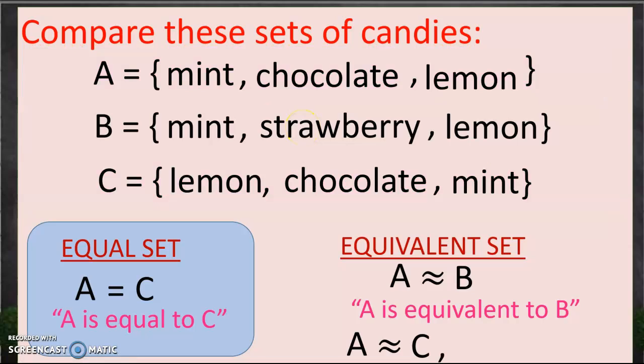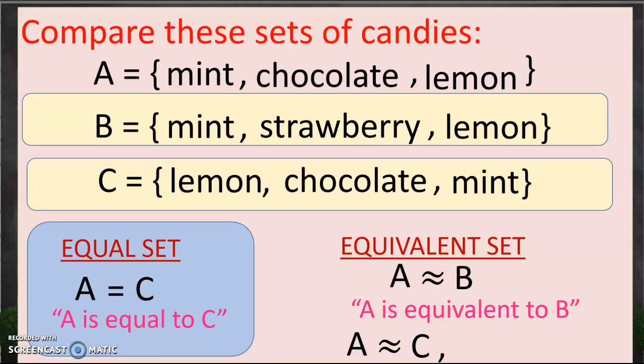Next. Set B and C. They also have the same number of elements. So, three elements, so they are equivalent sets. So, set B is equivalent to set C.